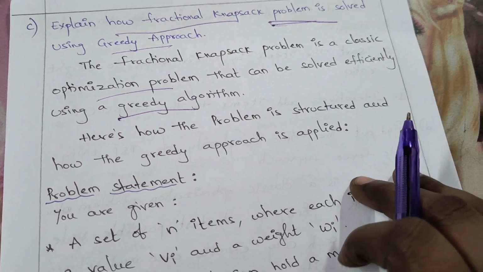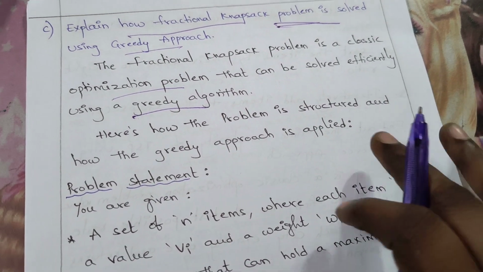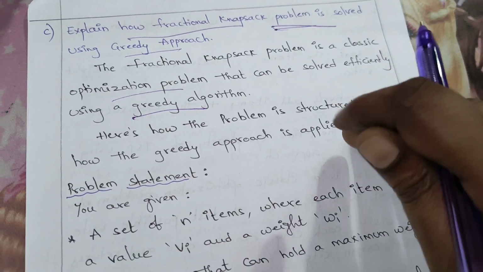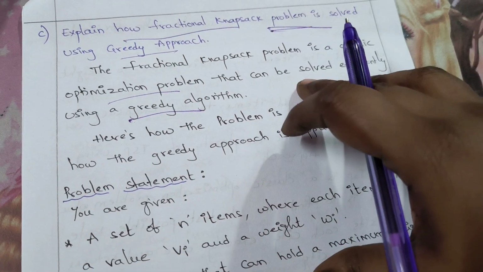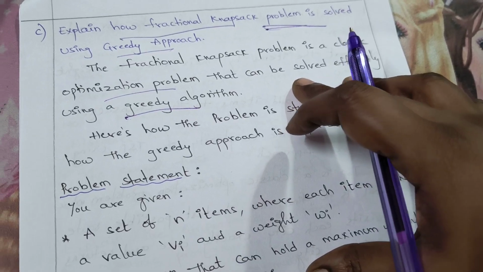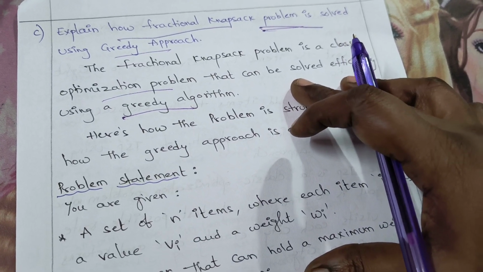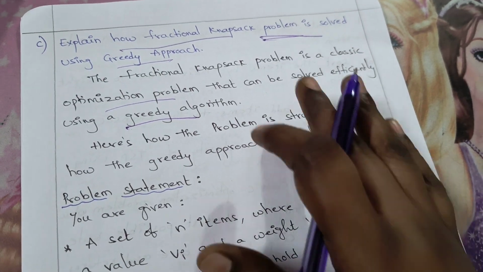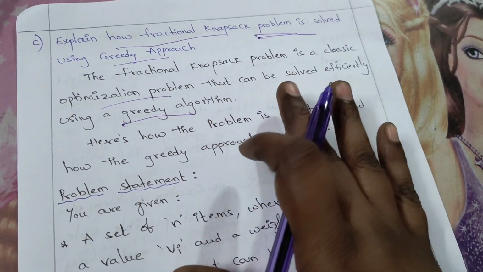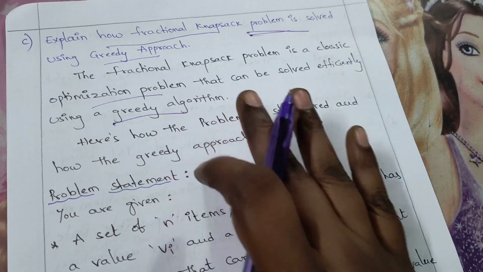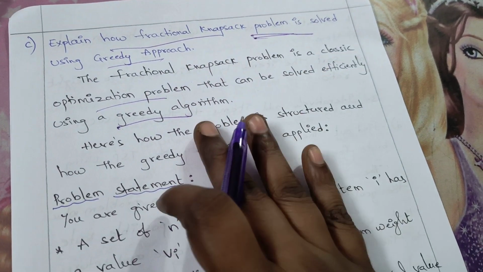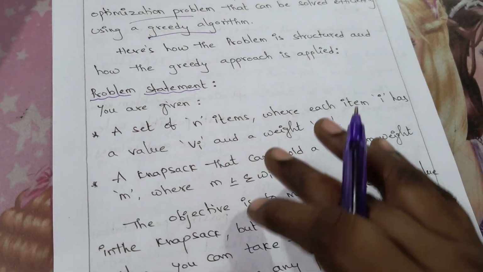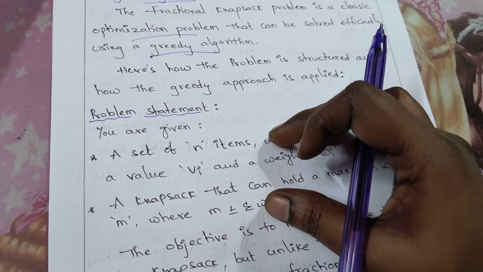It may help you. I'm not advising you to write the complete answer how I wrote. But my advice is, if you consider this answer, then at least you can write a few of the points I've specified here. Now, what is fractional knapsack? I have given the definition that it is an optimization problem and it can be solved with the greedy approach. Now, this is the problem statement. This you have to write.